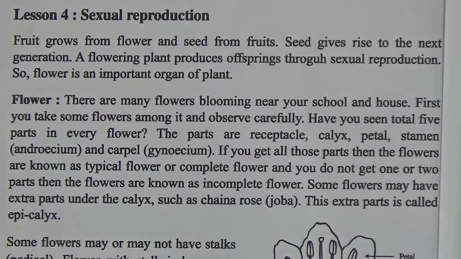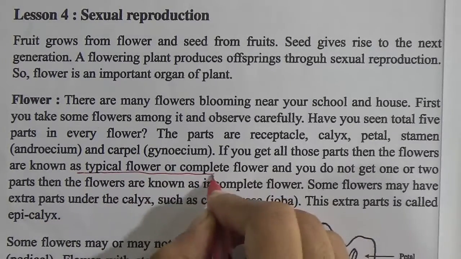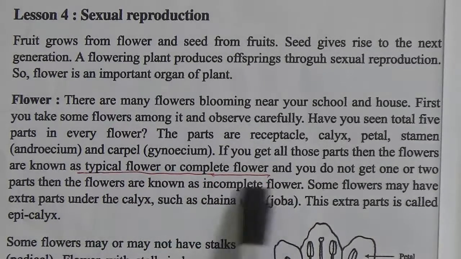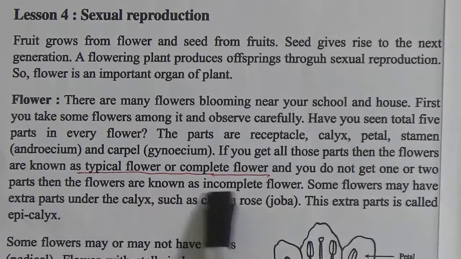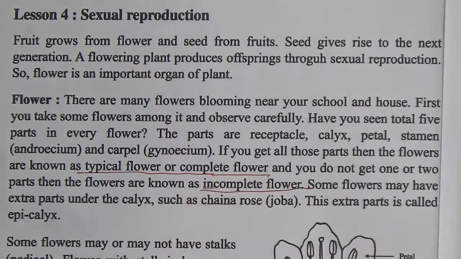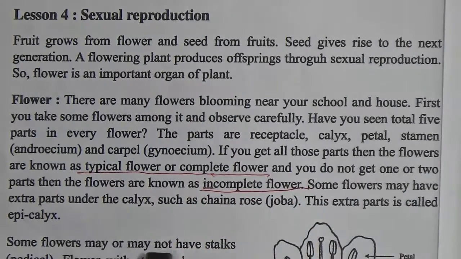Dear students, these things you have to learn. That means if a flower has all the 5 parts, it is known as a complete flower. If you do not get 1 or 2 parts, then the flower is known as an incomplete flower. Most of you know about the hibiscus, that means joba, that is a complete flower.